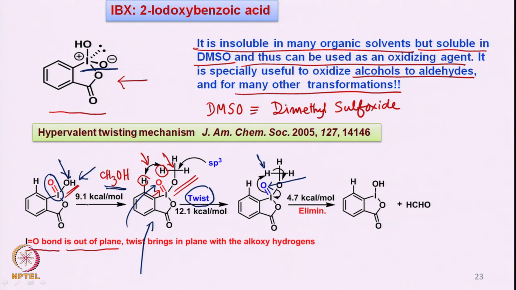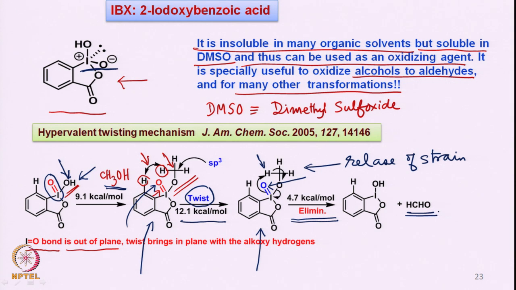But then the twist mechanism, the twist of the iodine oxygen double bond, requires more energy, like 12.1 kilocalories per mole, followed by a very little amount of energy, such as 4.7 kilocalories per mole, for the elimination to take place. Already this intermediate is at a high energy, therefore it takes very little energy to then undergo oxidation, because there is a release of the strain. This intermediate in the middle is a highly strained intermediate, and that allows elimination or the oxidation to take place to form the formaldehyde, and of course you get back the iodoxybenzoic acid. This is IBA.